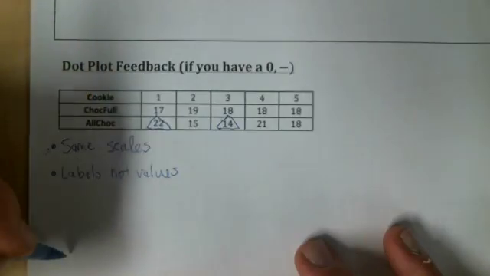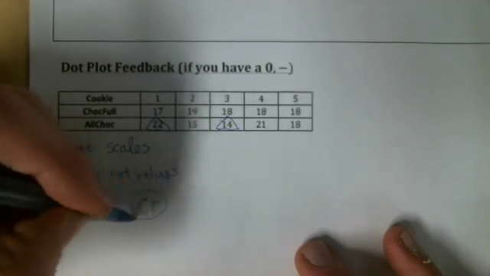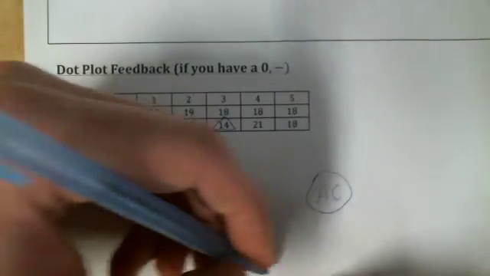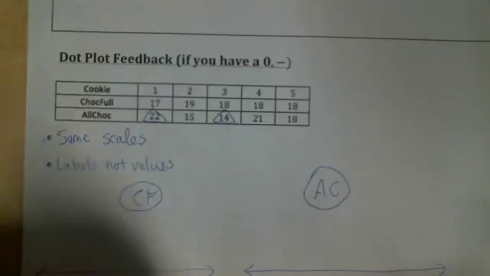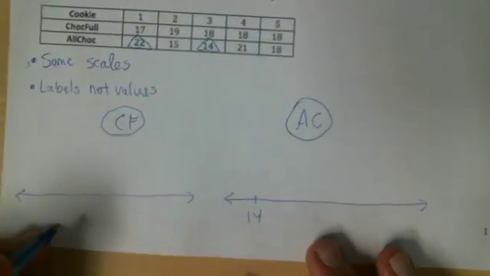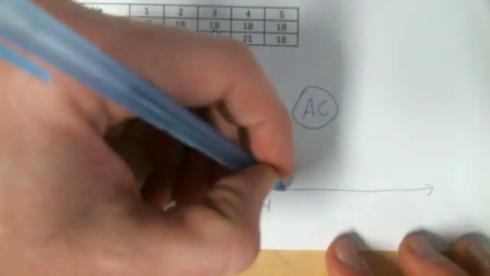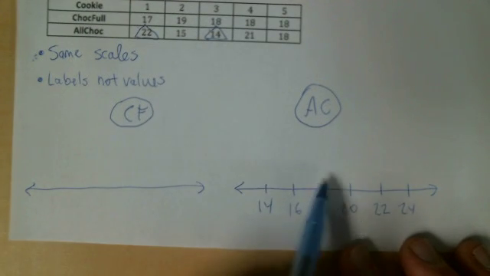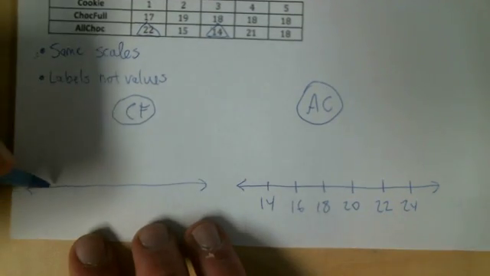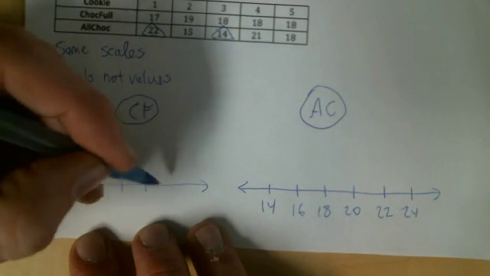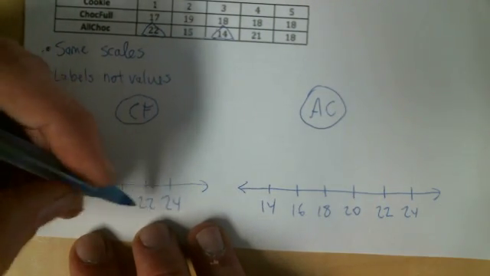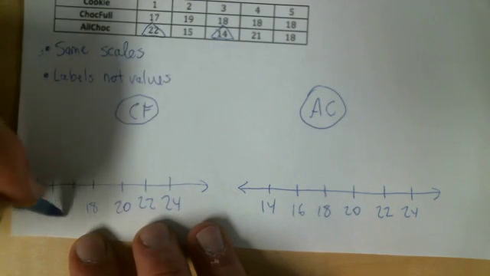So for example, I might say, well, let's do chock full here, and let's do all chock over here. For all chock, we know it needs to go as low as 14 and as high as 22. So maybe I'll count by twos to get there: 16, 18, 20, 22, 24. I went a little over, that's okay. I want to use the same exact scale for this one, even though the numbers are not as big. Otherwise, it's going to make the data look a lot more spread out than it might otherwise be.